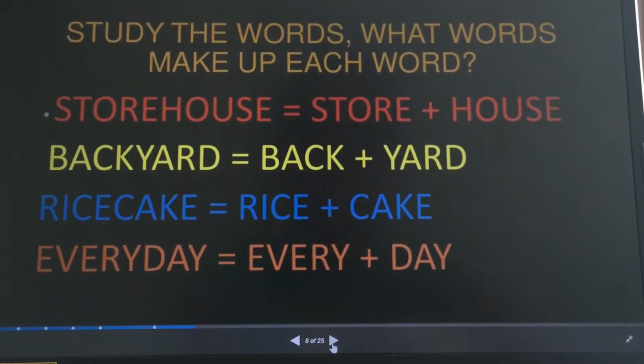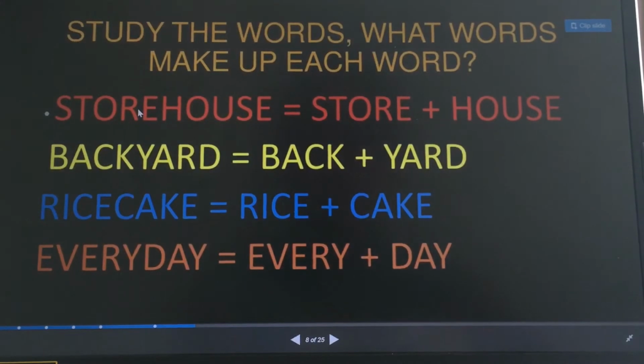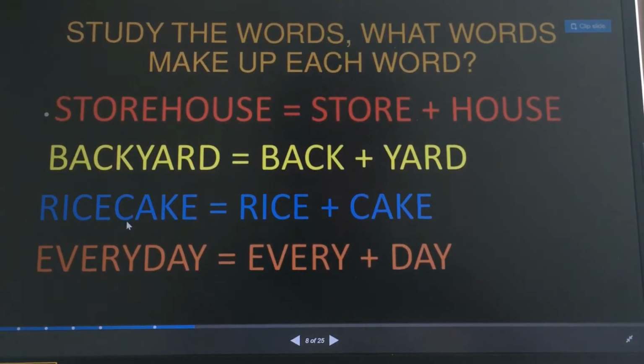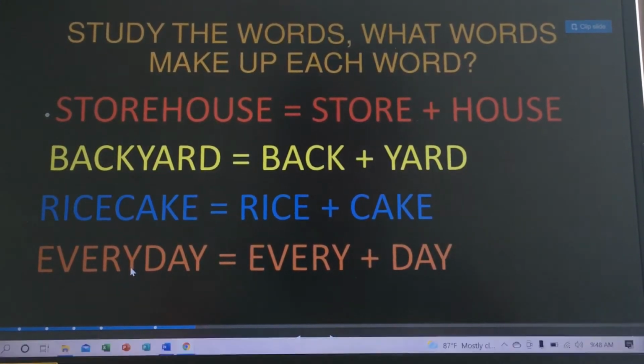So let's study these words. What words make up each word? So we have here storehouse. These are the examples of compound words. We have storehouse, backyard, rice cake, and everyday.